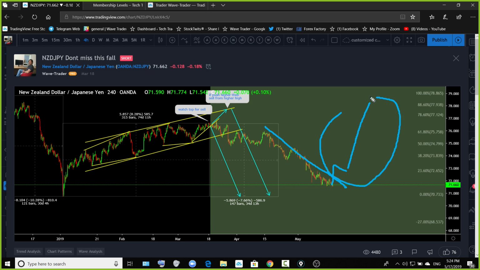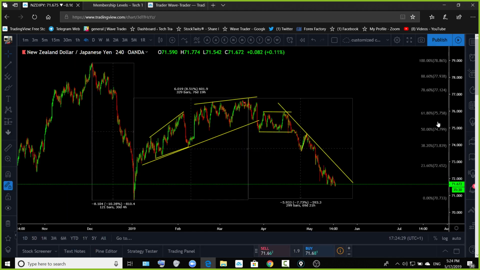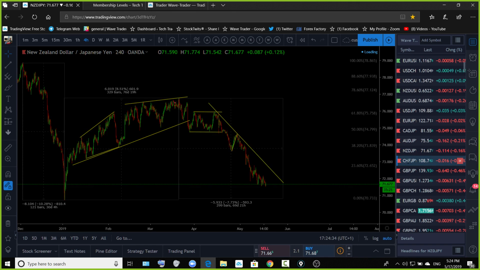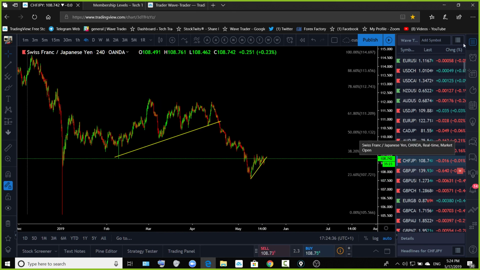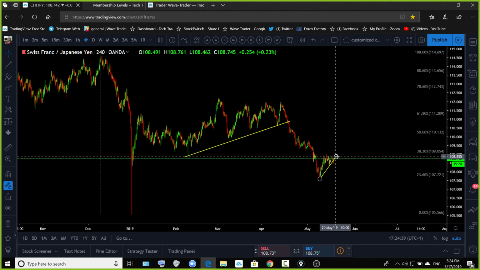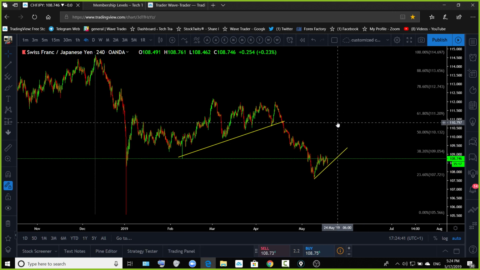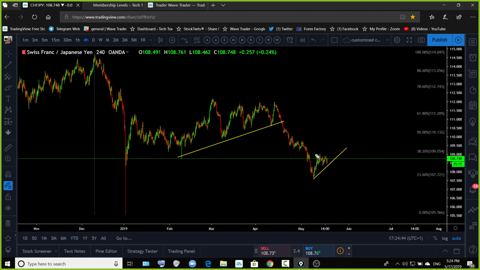This move will happen when Kiwi gets strong. Kiwi will get strong everywhere. And Chief Yen to continue for one more drop. There is a possibility that the Chief Yen can break out and reverse the trend, all the way back to that top. But currently we are looking for this to go down for one more drop.